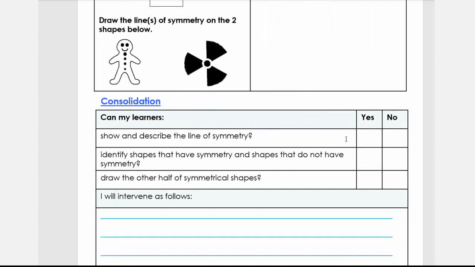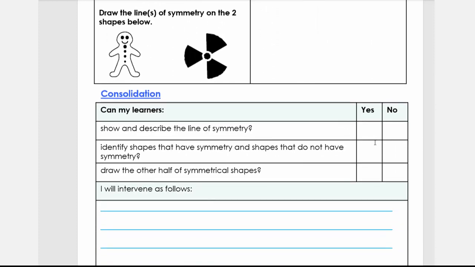Then, if the learners can do the activity, you can tick it all yeses. If you got no's, you need to revise, revisit certain activities, or call us at SA Teacher.